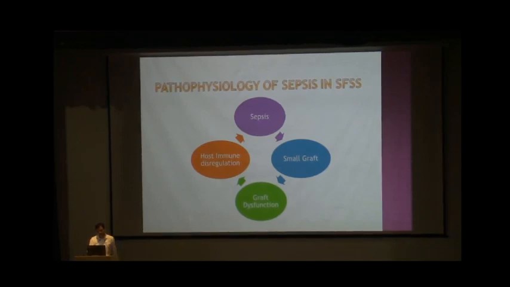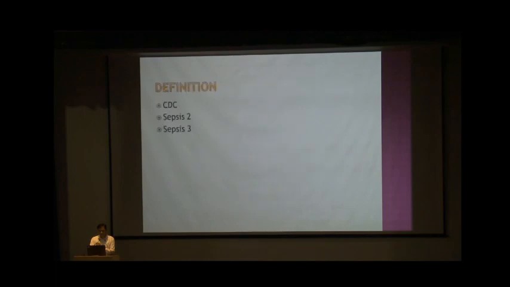Small for size syndrome doesn't happen with all the small grafts. It's limited to certain small grafts, in which it will lead to early allograft dysfunction, which can lead to host immune dysregulation, and this will ultimately give a scope for sepsis to set in such kind of patients. So coming to definition, which was the main aim of going to this talk.